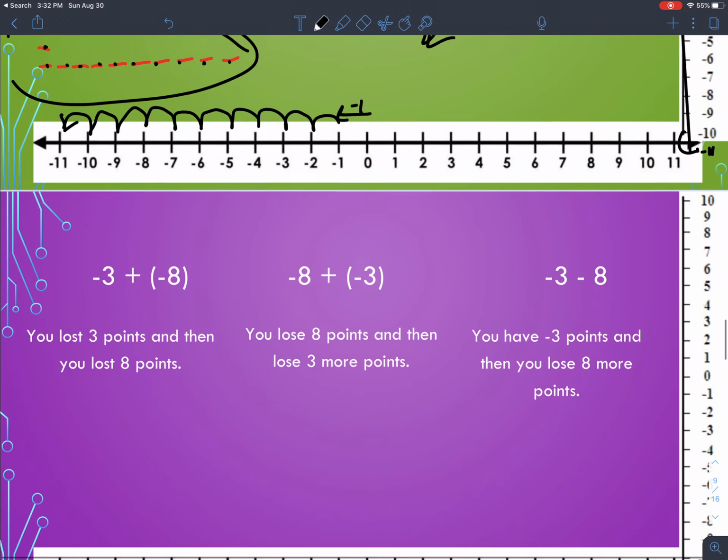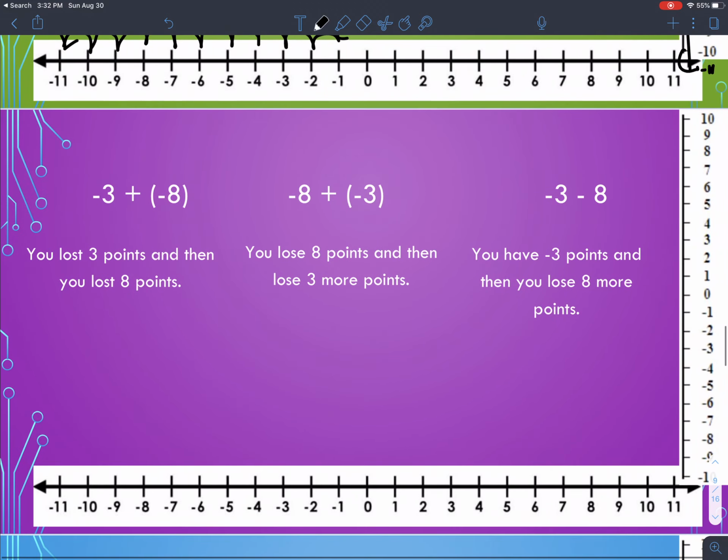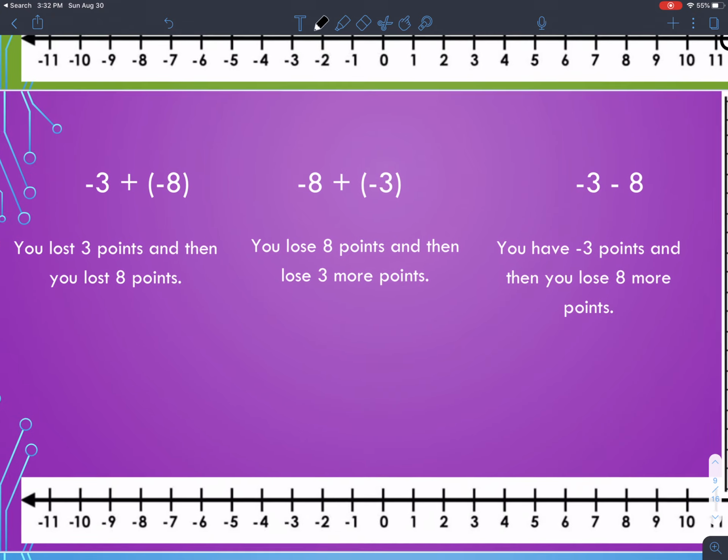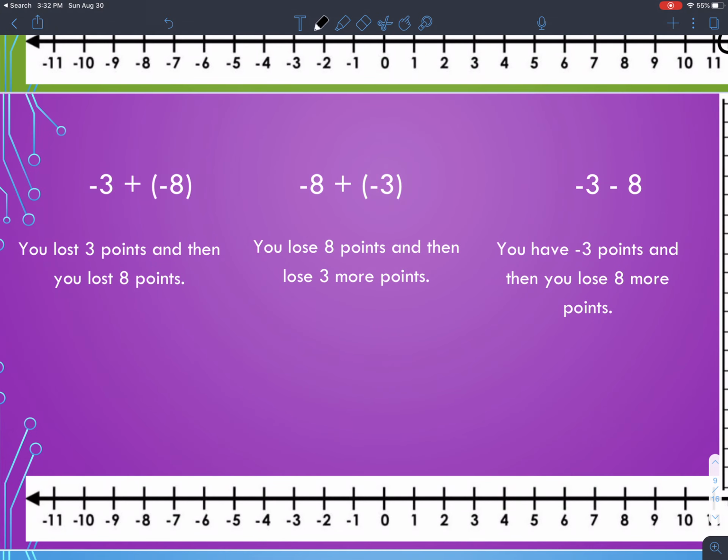All right, and one more example before you try your hand at this. We have a negative 3 plus a negative 8. Negative 3 and a negative 8. This is like losing 3 points and losing 8 points. So this is a loss of 3 and a loss of 8. We can write that as a loss of 3 and a loss of 8. That's 1, 2, 3, 4, 7, 8.